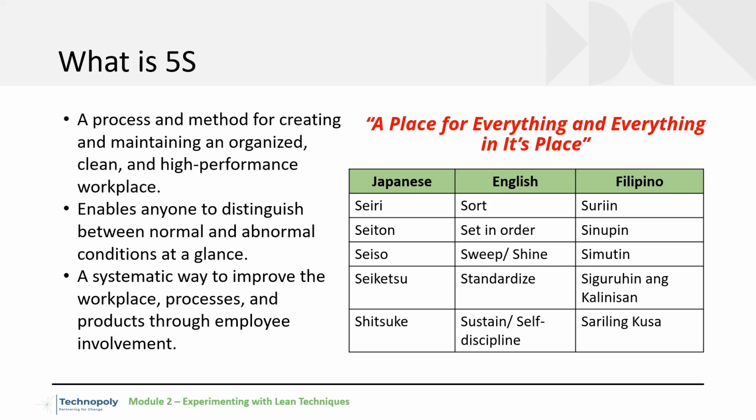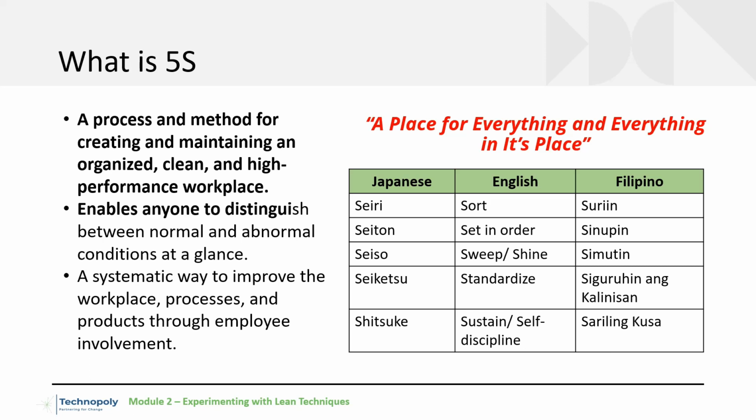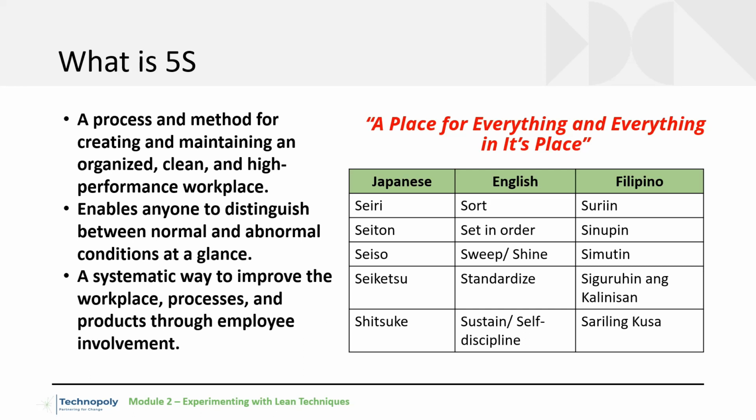The primary objective of 5S is to create a clean, orderly environment, an environment where there is a place for everything and everything is in its place. It enables anyone to distinguish between normal and abnormal conditions at a glance. 5S is a systematic way to improve the workplace processes and products through employee involvement.